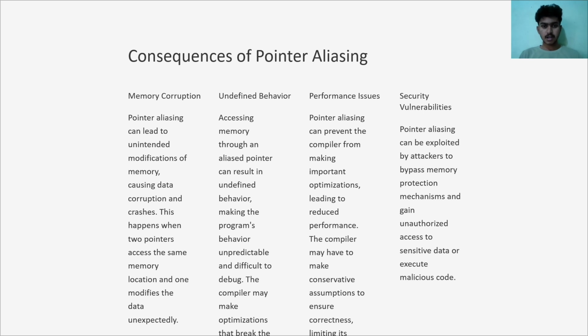Undefined behavior. Accessing memory through an aliased pointer can result in undefined behavior, making the program's behavior unpredictable and difficult to debug. In performance issues, pointer aliasing can prevent the compiler from making important optimizations, leading to reduced performance. The compiler may have to make conservative assumptions to ensure correctness.